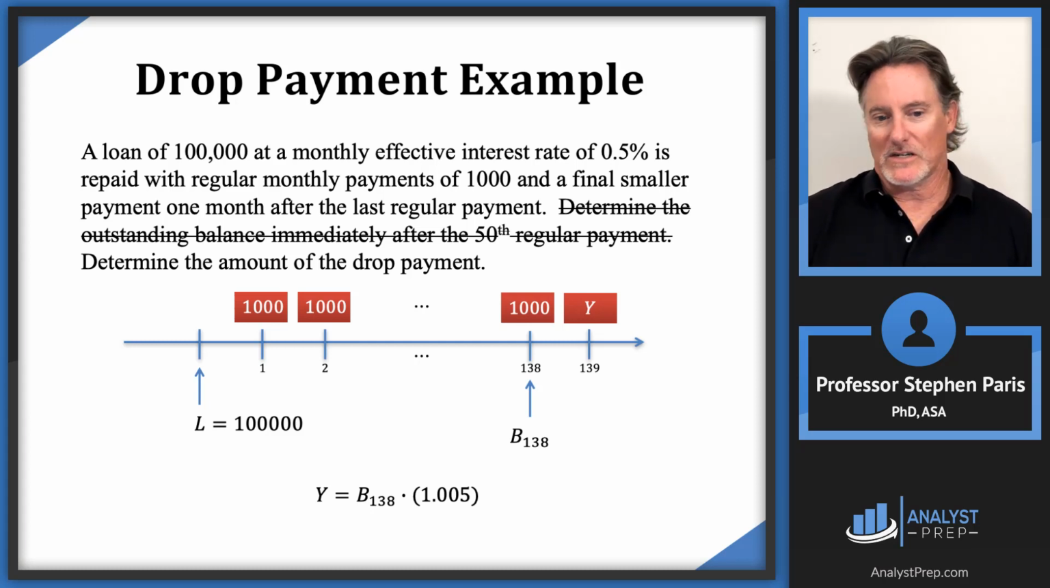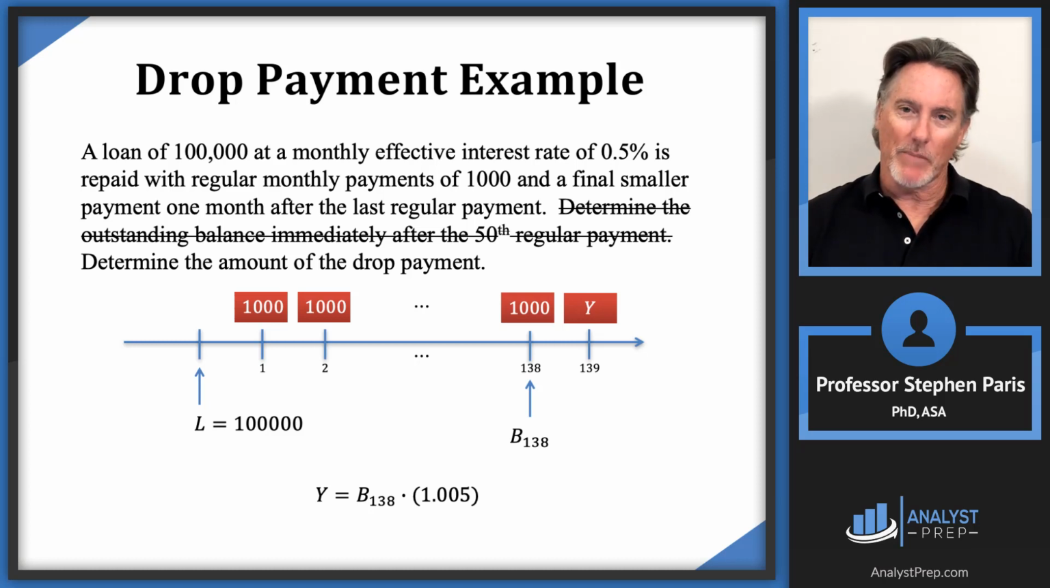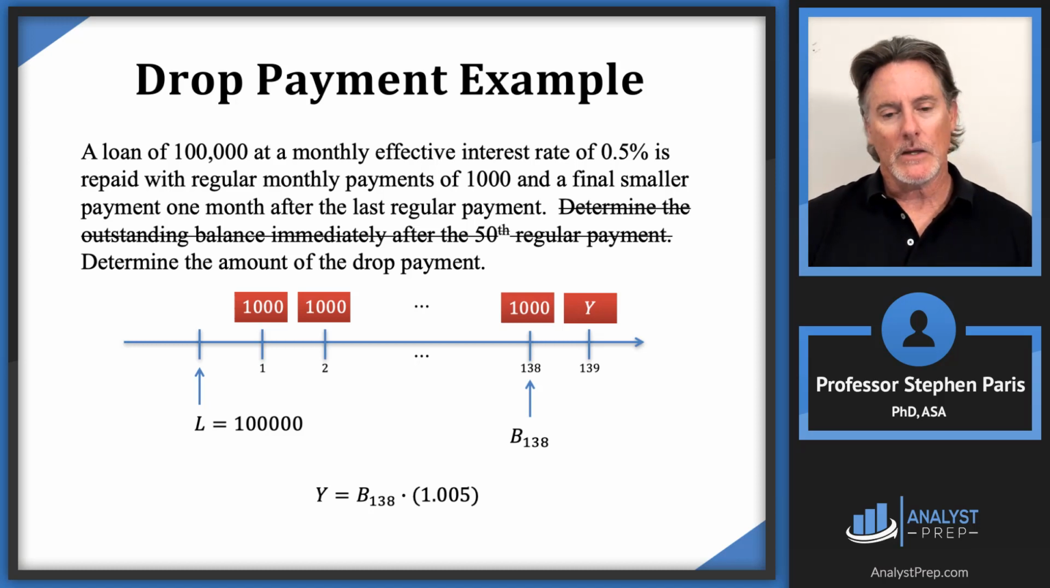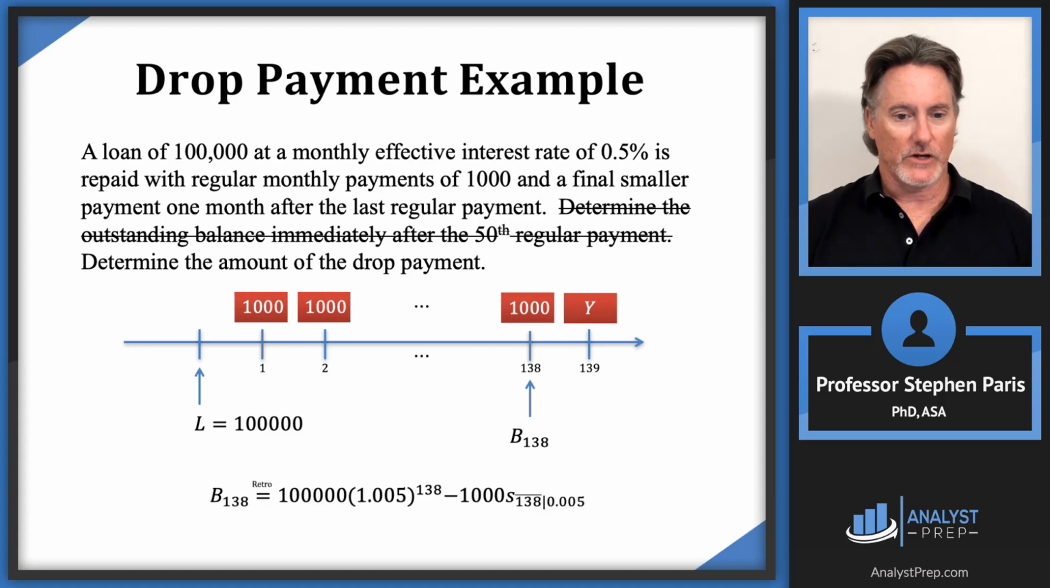And so in other words, that's the same as being able to calculate the balance just before the payment at time 139, whatever the payment would need to be at time 139 in order to pay it off. So cap Y is going to be the balance at time 138 accumulated for one period by multiplying by 1.005. So it boils down to being able to calculate the balance at time 138, and I can do that retrospectively just like I did before with this equation.